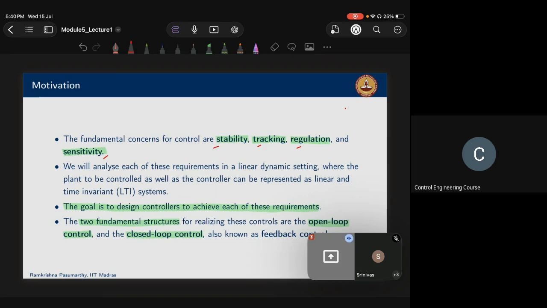During our first lectures, we have seen 2 concepts, open loop as well as closed loop. Now we will see, considering open loop and closed loop, what we can do with these 4 concepts: stability, tracking, regulation, and sensitivity. What are these requirements in the open loop setting, and are there any advantages they give with the closed loop setting? That is our goal to learn in this lecture.